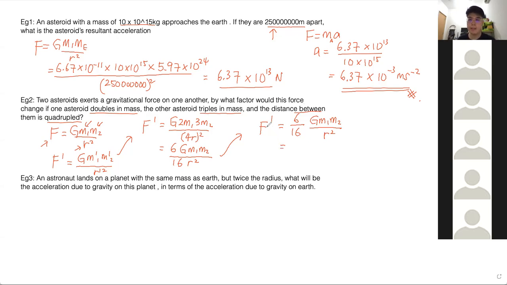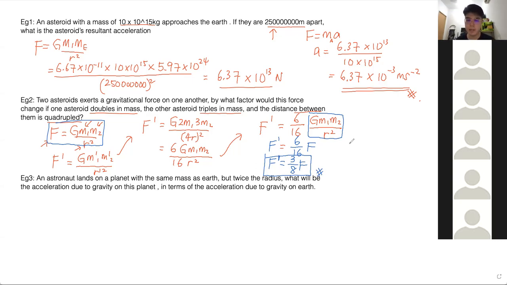这边怎样做？我要看它是多少倍 of 那个 original force 嘛，对不对？所以我就要 sub 这个 original force 进去咯。original force 是这个，OK，我 sub 这个进去，GMM over R square 就是这个整个东西了。所以是6 over 16 F，约减这个，是3/8 F。F dash 是什么？F dash 就是你的新的 F，the new F is equals to 3/8 of the original F. So that is your answer.